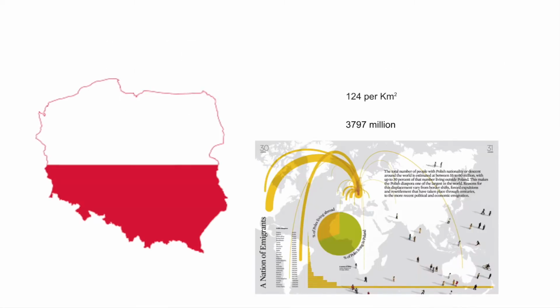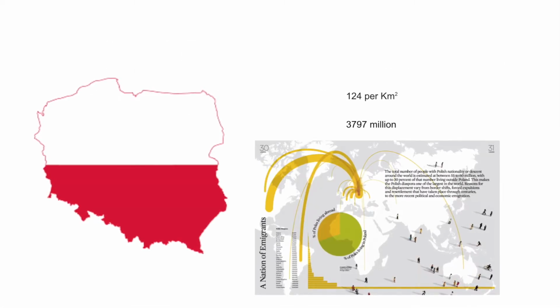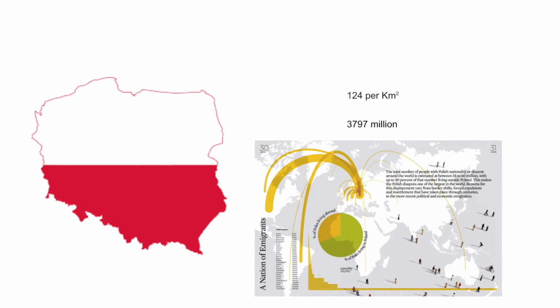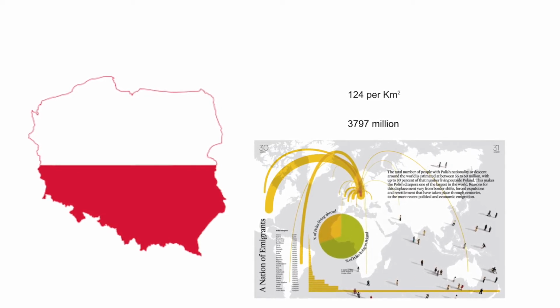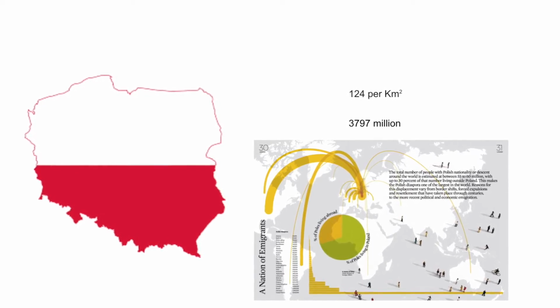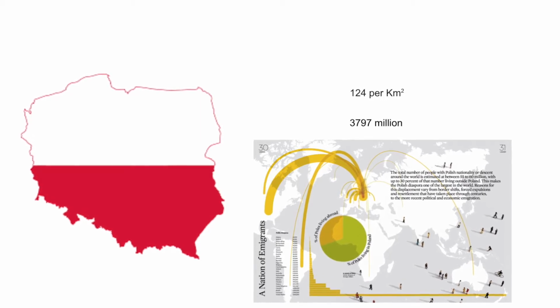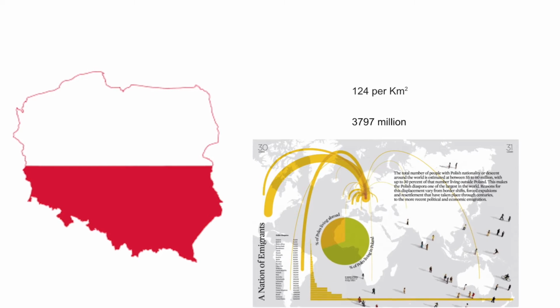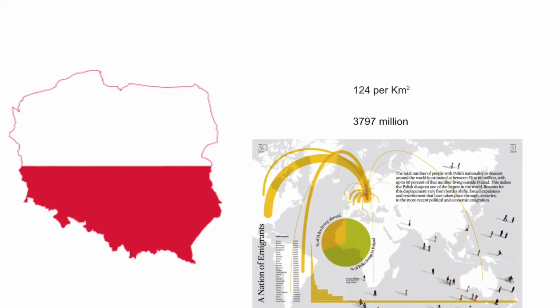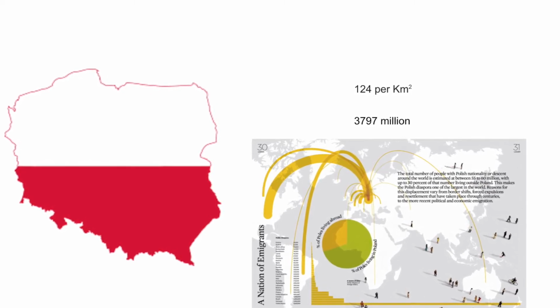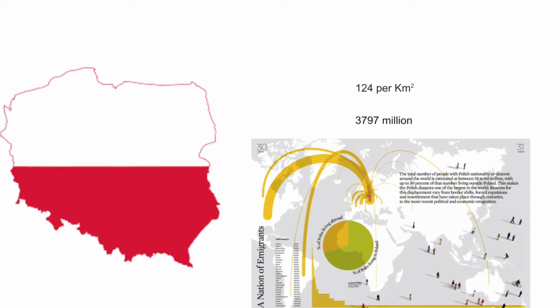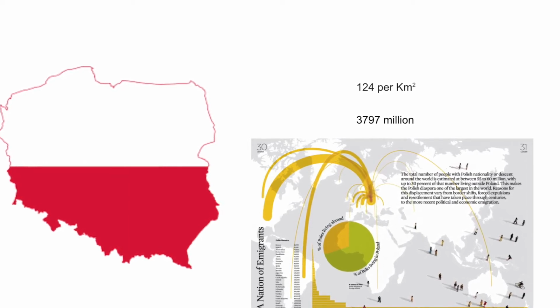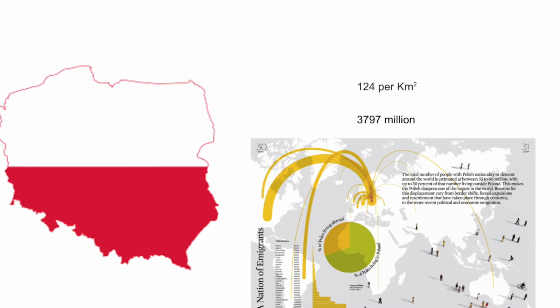Poland was formed after World War I and is located in Eastern Europe, bordering Russia and Germany. It has a total population of 37.97 million and a population density of 124 people per square kilometer as of 2020. The biggest issue it faces is migration, as over 25% of Poles are now living overseas.